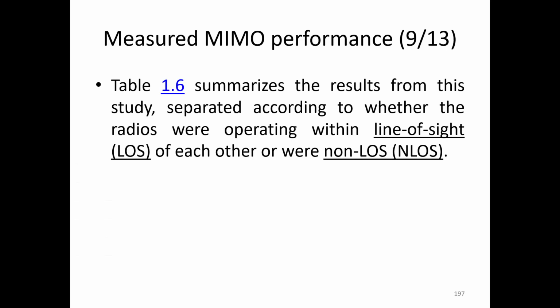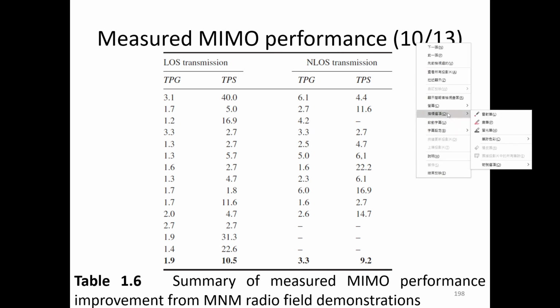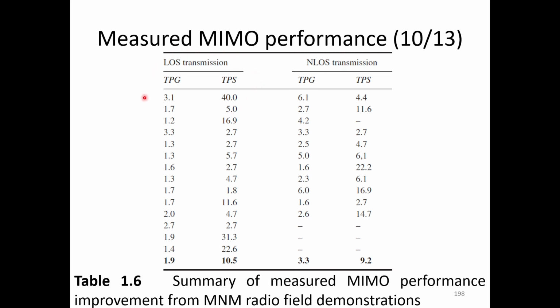Let us go back to the slides. Okay, let us see table 1.6. Table 1.6 is the summary of measured MIMO performance improvement from MNM radio field demonstrations. Okay, in the left column it is for line of sight transmission, and TPG is the throughput gain, and TPS is the transmit power savings. And in the right column, it is for the non-line of sight transmission, and TPG and TPS again.